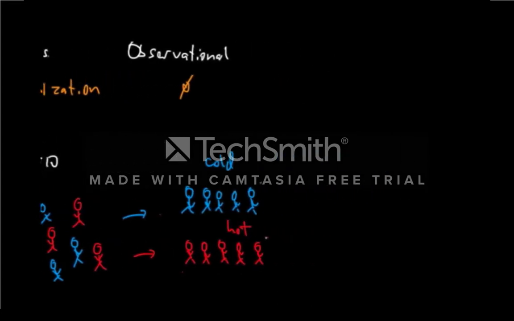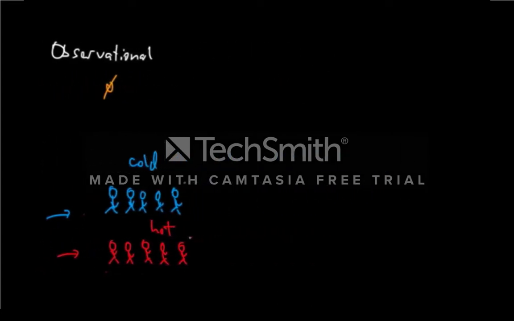Now we can further break down observational studies into two different groups: descriptive studies, which are right here in green, and analytic studies, which are right here in purple. So what's the difference between a descriptive and an analytic study? Well, it really looks at what type of questions they answer.